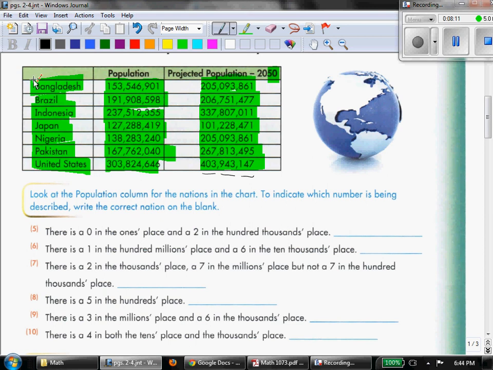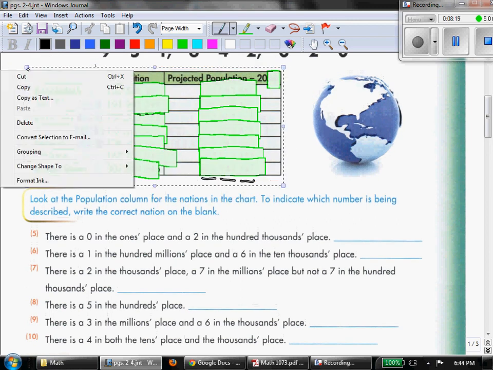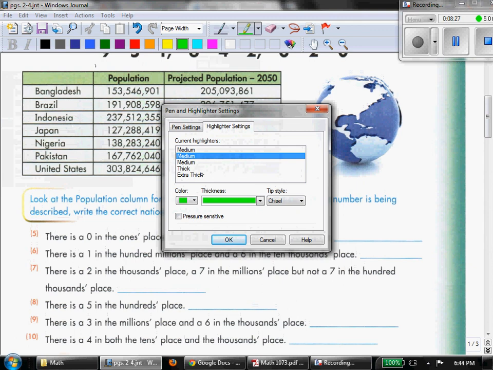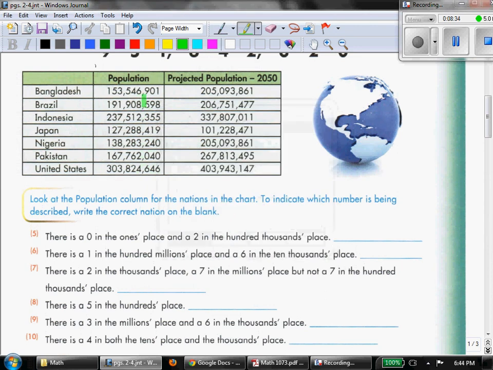Okay, let me get rid of all this highlight stuff I did. Oops. Let me get rid of this. Okay, so I don't want that. Let me change my settings. I want it small. I don't want it so big. Then let's try that. Okay. So this one has a 0. Nigeria has a 0, and Pakistan has a 0 in the ones place.